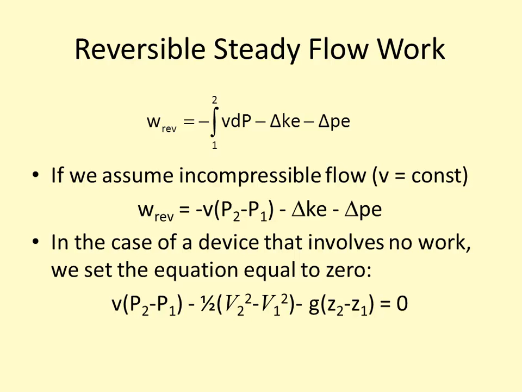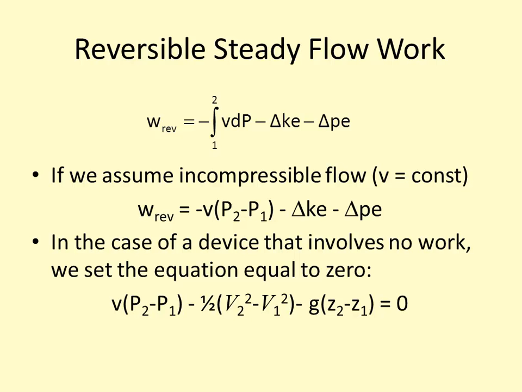And if we have a device that doesn't involve any work at all, a pipe is a steady flow engineering device that doesn't involve any external work input or work output. Then we would set this side of the equation equal to 0. Does anybody recognize this equation, or does it look familiar? That's the same equation we use for steady flow.